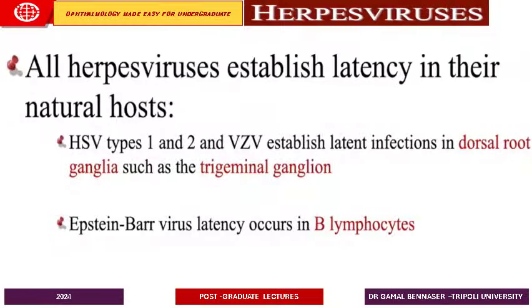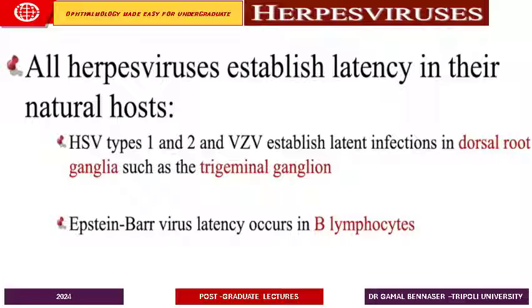Another common feature of all herpes viruses is that they establish latency in the natural host. For example, herpes simplex virus type 1 and type 2 and varicella zoster usually become latent after the primary infection, commonly in the dorsal root ganglia, such as the trigeminal ganglia or the spinal ganglia. So when reactivated, it will commonly affect the thoracic area in the case of herpes zoster, and the trigeminal distribution, especially the ophthalmic division of the trigeminal nerve, in the case of herpes simplex.